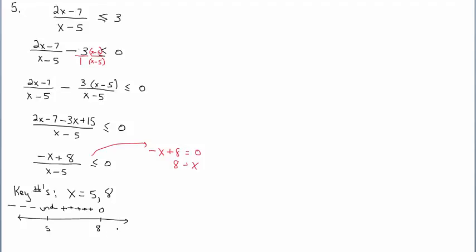Let's try 10. 10 falls over here in this interval. So negative 10 plus 8 would be negative 2. 10 minus 5 is positive, so negative divided by positive is negative. Alright, so the solution, we'll look back at the inequality. It's less than. You want all the negative solutions, so negative infinity up to 5. There are more negative solutions over here, and that would be where 8 goes to infinity.